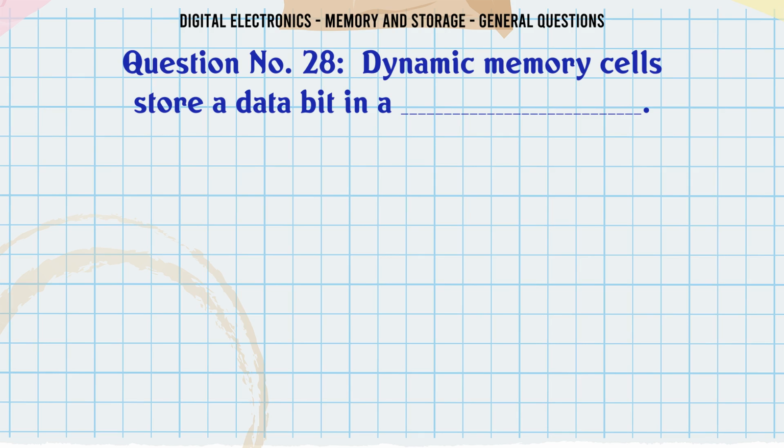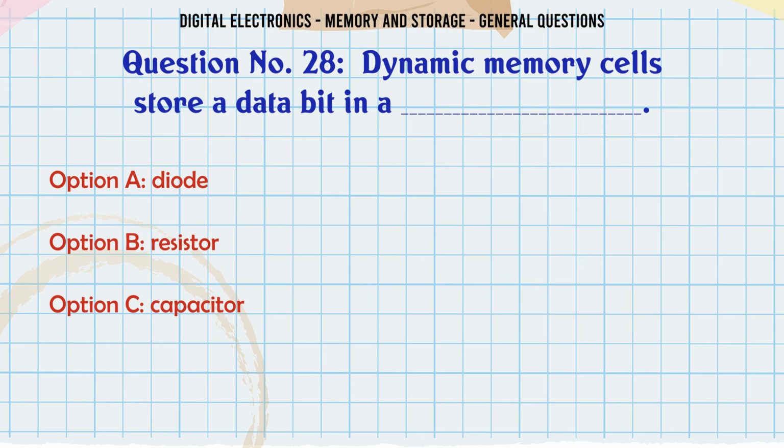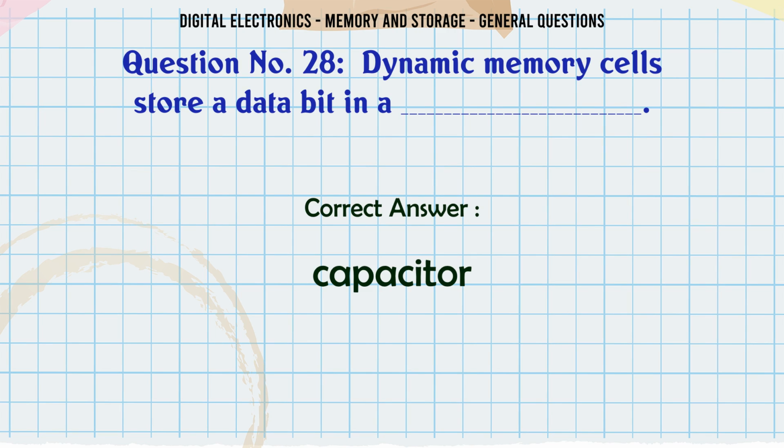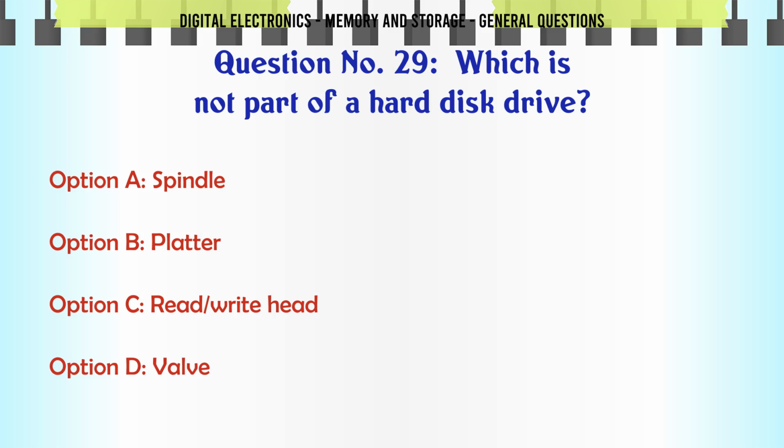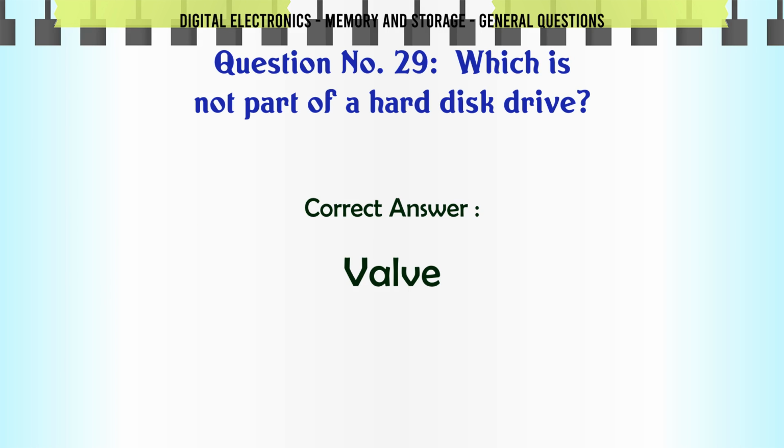Dynamic memory cells store a data bit in A. diode, B. resistor, C. capacitor, D. flip-flop. The correct answer is capacitor. Which is not part of a hard disk drive? A. Spindle, B. platter, C. read-write head, D. valve. The correct answer is valve.